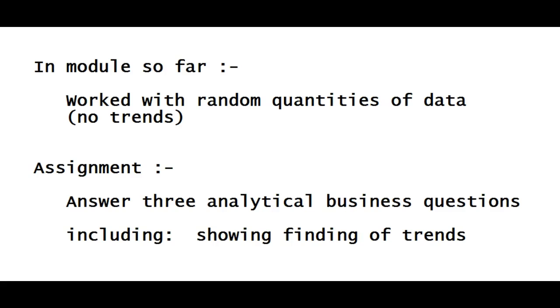In the module so far, you have worked with random quantities of data, and because they are random quantities, there have been no trends within the seasonal sales. But in the assignment, you've been asked to identify 3 analytical business questions, including something that demonstrates showing the finding of a trend.